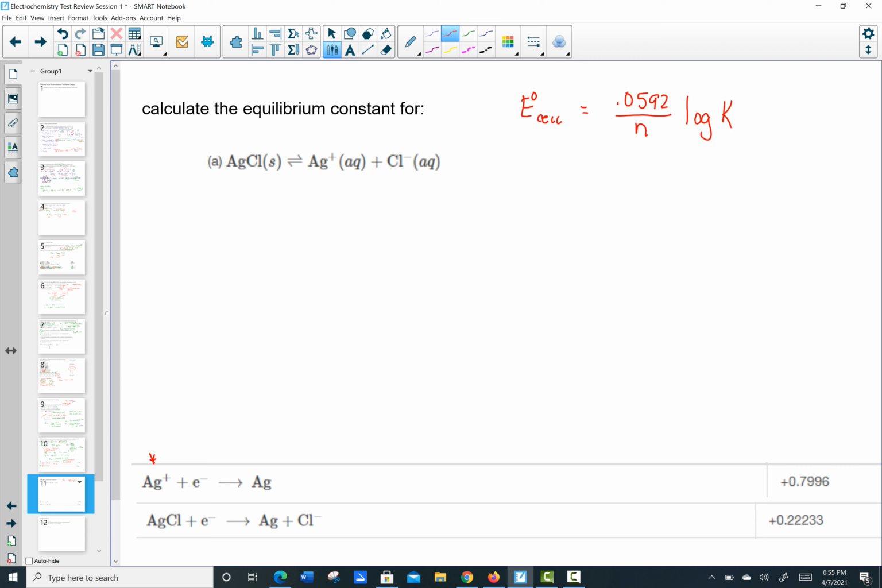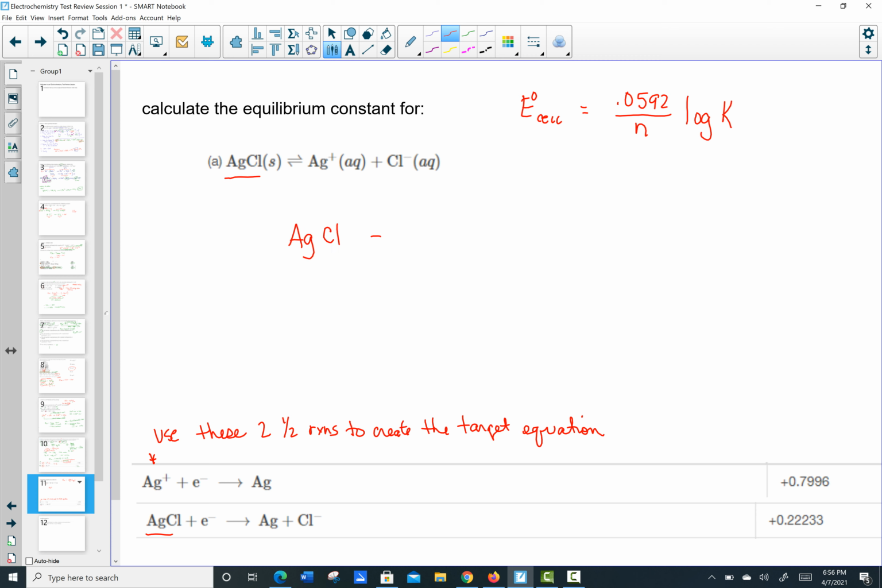We're given these two half reactions below to work through and find standard E cell. So I used my standard reduction table, and I found these two half reactions, and we need to use these two half reactions to create the target equation. I noticed the first thing written in this target equation is AgCl as a solid. AgCl is written in the first half reaction, so let me just write that.